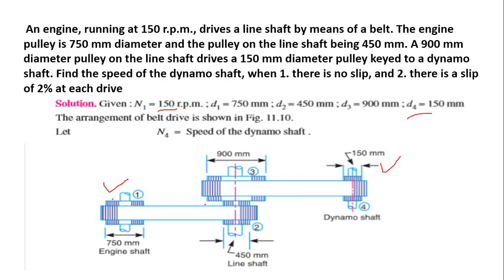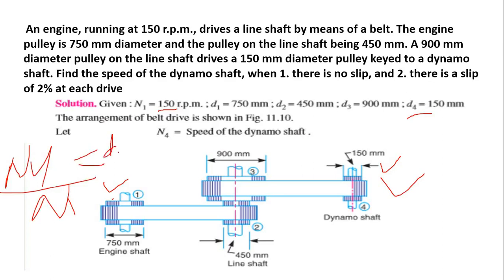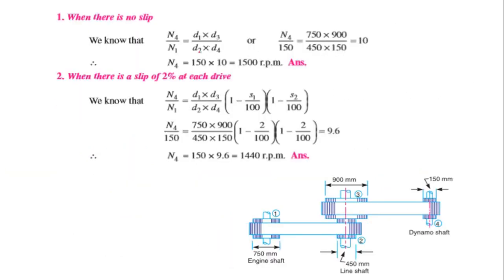We can see here, the first is to find the speed of the dynamo shaft when there is no slip between the driver and driven. Now simply write the velocity ratio equation between the pulleys 1, 2, 3, 4. Now power is transmitted from 1 to 4, which is written as N4 by N1 is equal to the driver pulley D1 and driver pulley again D3 divided by D2 into D4. So N4 by N1 is equal to D1 D3 over D2 D4.